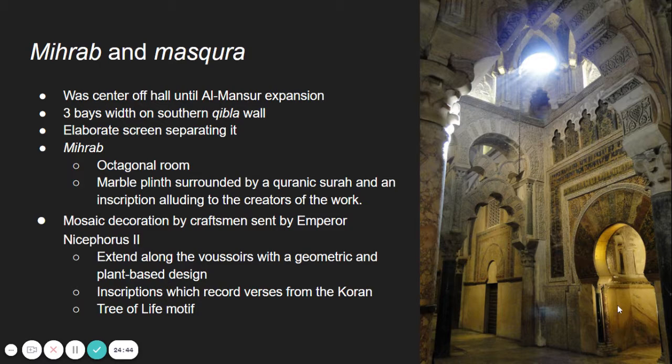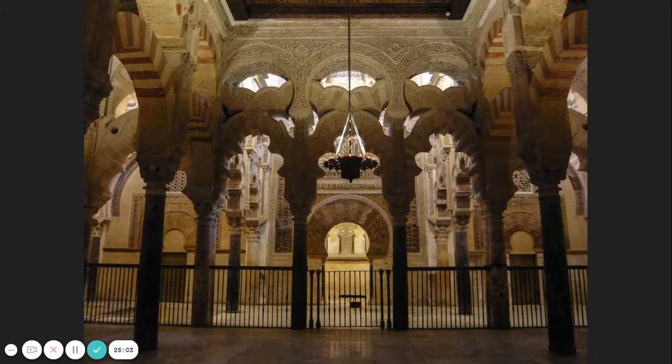Now, we're going to take a closer look at these mosaics that are added. They're done by craftsmen sent by Emperor Nicephorus II, and it's just, again, a testament to the work done, and how detailed it all becomes. So you can see here all of the intricate stonework of the archways. We call these polylobed arches, with the little cutout circles.